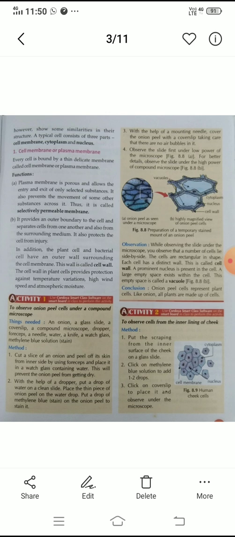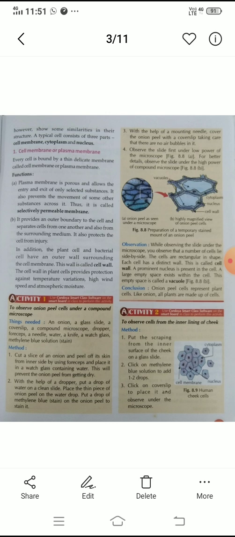When seen under a microscope, the highly magnified view of onion peel cells is in diagram B. Onion peel cells represent plant cells. We get the onion from plants, so it represents plant cells. Like onion, other plants are also made up of cells.